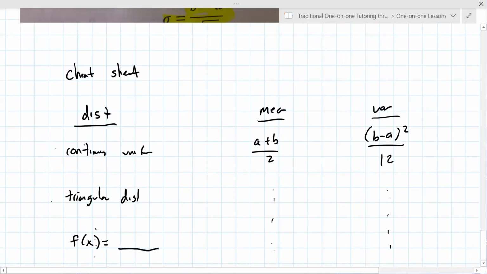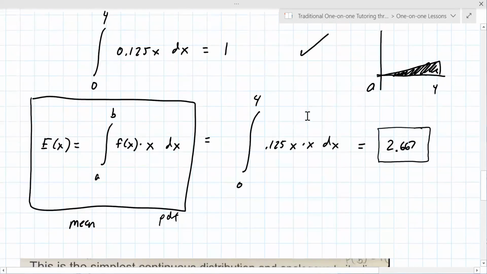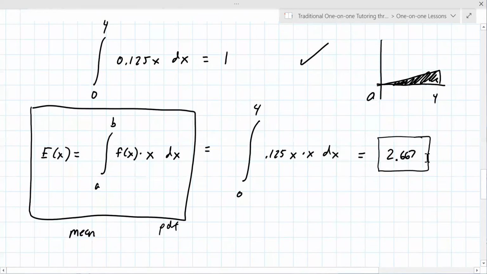Okay. And then your mean is the integral from a to b of f of x times x dx. Got it. So there's no way of getting out of the integral. That's right. Thankfully, you can do it pretty quickly here with technology. I just plug this into my calculator and I got that answer.